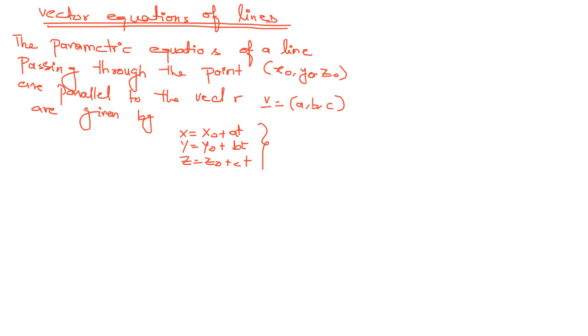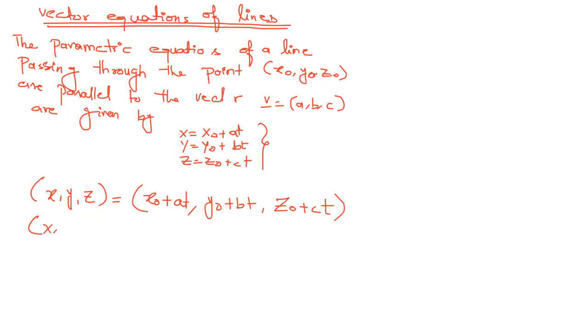And if you want to write it in vector form, then x, y, z is equal to x naught plus at for the x component, y naught plus bt for the y component, and z naught plus ct for the z component. So x, y, and z is equal to what? x naught, y naught, and z naught plus t times a, b, and c.